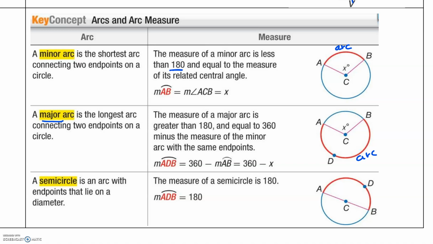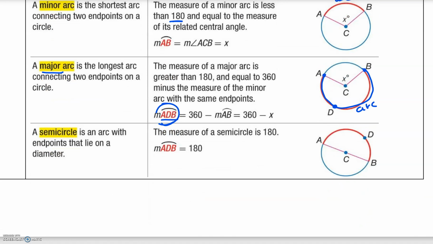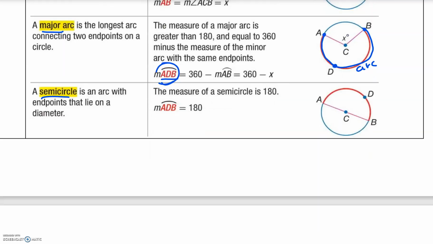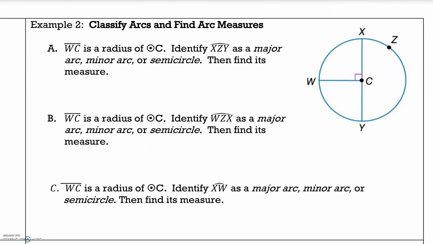And then a major arc is a long one, and it usually has 3 letters. As you can see, we go from A, then to D, then to B. So we follow the letters. And if you know this angle, you can just subtract from 360 to find what's left, if that is something that they give you values of. And then we touched on semicircle, which is 3 letters, and it's 180. The letters kind of tell you where to go.